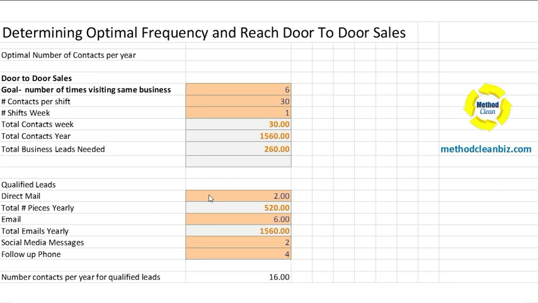For example, maybe you want to send 2 direct mail pieces a year, email them 6 times, hit them up on social media and connect with them on LinkedIn, and follow up on the phone. Once you decide how often you're going to do this and create this funnel, it ends up being 16. For most people, it's probably going to be a lot less than that. You don't want to overdo it, but that's completely up to you. People have different opinions about this, and I wouldn't get pinned down on a specific number. We all have to decide for ourselves. So that's the follow-up campaign: in this example, we're going to reach people 16 times a year after they become a qualified lead.